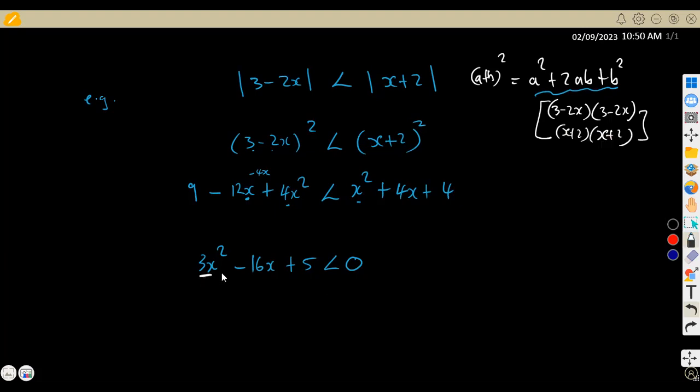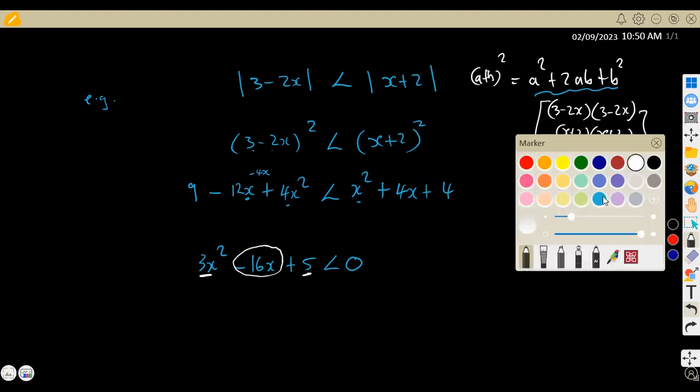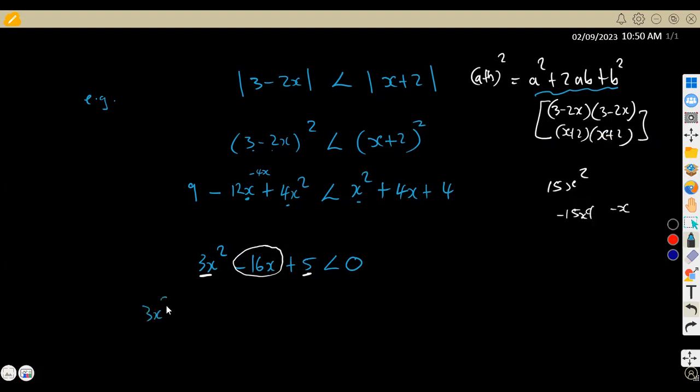We are going to multiply the first term. Remember your factorization, guys. 3 times 5, that's 15, so 15x squared. We have factors of 15x squared, but if we add them, we must obtain the middle term, which is negative 16. So we've got negative 15x and negative x. If we multiply, that's a positive 15. If we add, that's a negative 16. So you're going to substitute this into the middle term. That would be 3x squared minus 15x minus x plus 5 is less than 0.